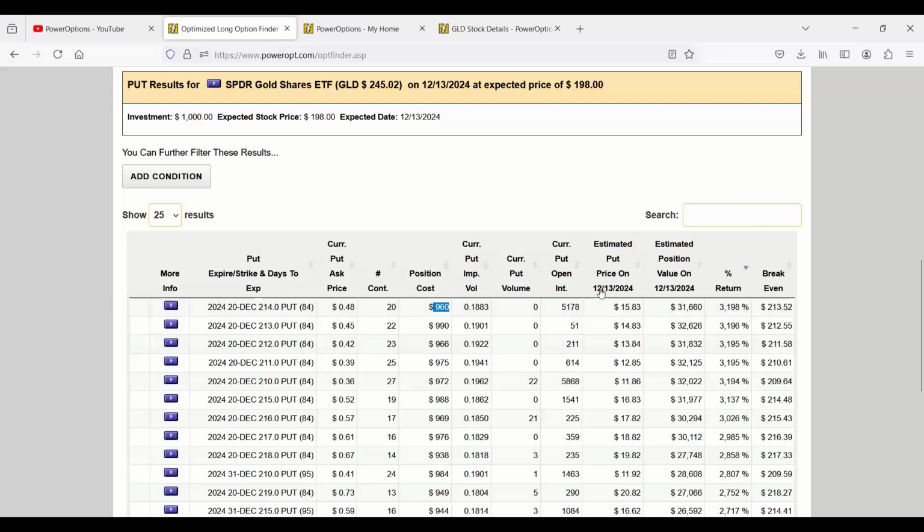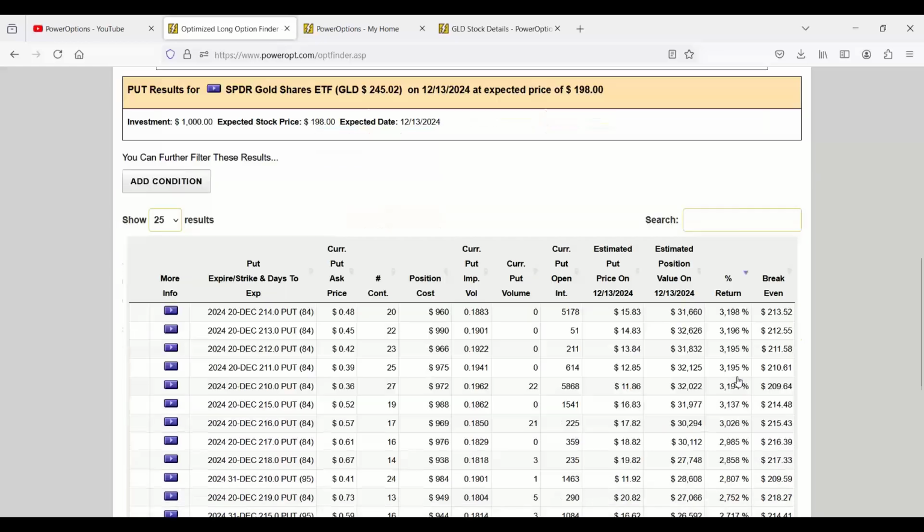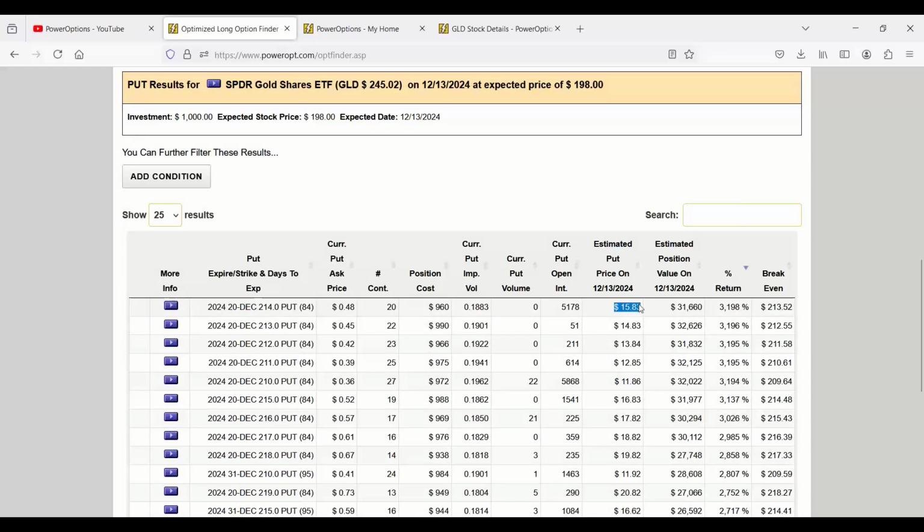And if on December 13th, GLD, gold, did drop about 20%, trading around 198, my position would be worth $1,583 per contract, or a closing value of $31,660. I'd roughly have a profit on $960 invested of about $30,600, right? Just a little bit more than that.